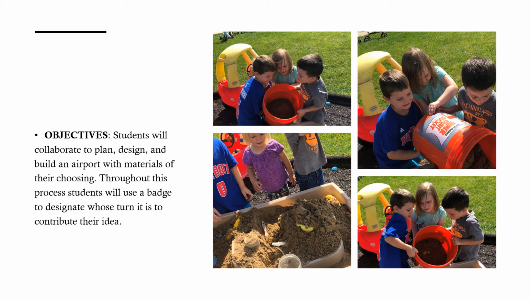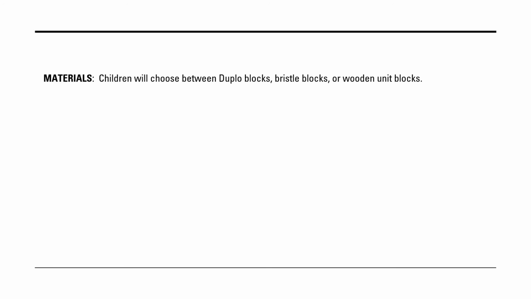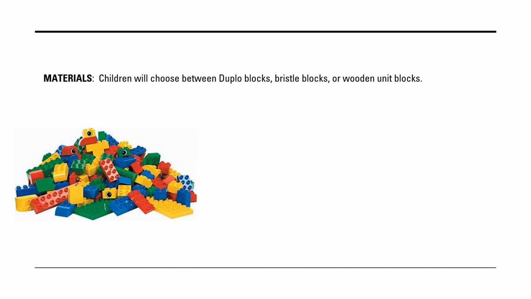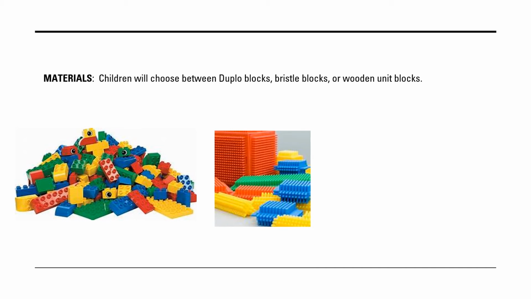Student objectives will be to collaborate on a plan, design it, and build an airport with the materials of their choosing. Throughout this process, students will use a badge to designate whose turn it is to contribute their ideas. The materials for this assignment will be either Duplo blocks, bristle blocks, or wooden unit blocks.